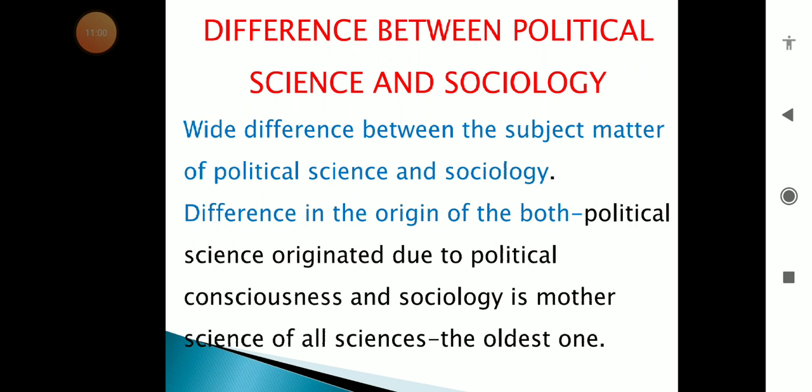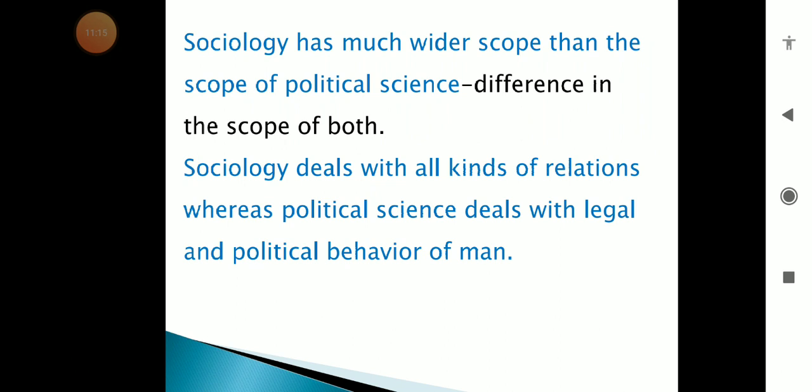Difference in the origin of the two. Political science originated due to the political consciousness among the people, whereas sociology is the mother science of all sciences, and it is the oldest social science. Sociology has a much wider scope than the scope of political science. Difference in the scope of both, we can see that, right?